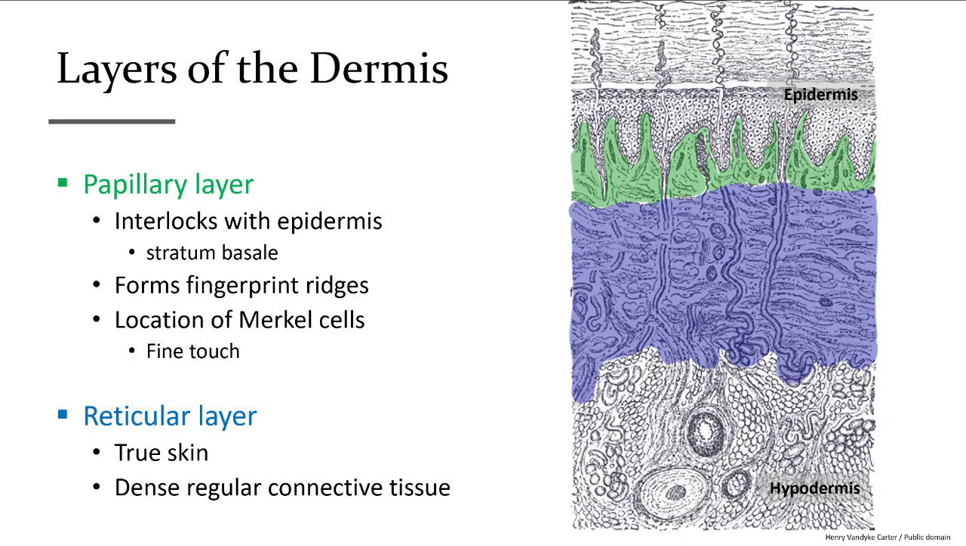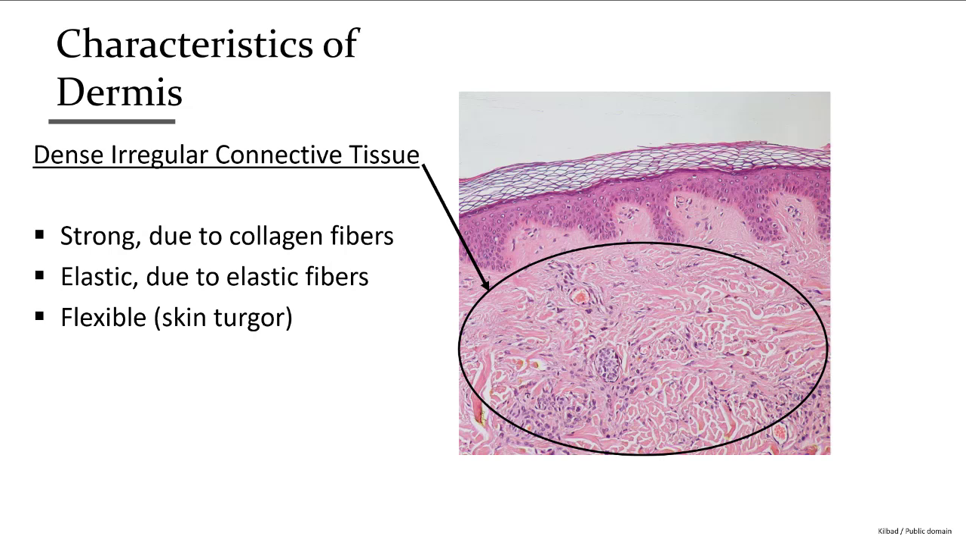And in fact, the arrangements of our papillary layer at the ends of our fingers and toes form our fingerprint ridges. We also have another cell known as Merkel cells that are located here in the papillary layer for fine touch as well. The reticular layer is really our layer that has that really strong, dense, irregular connective tissue. So the dermis is this portion.